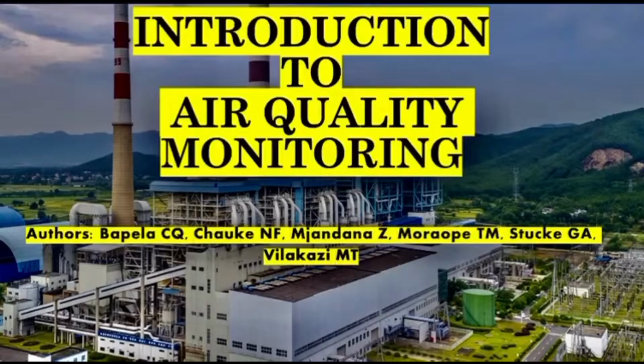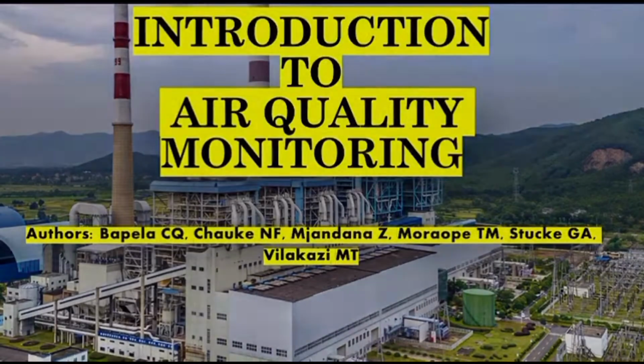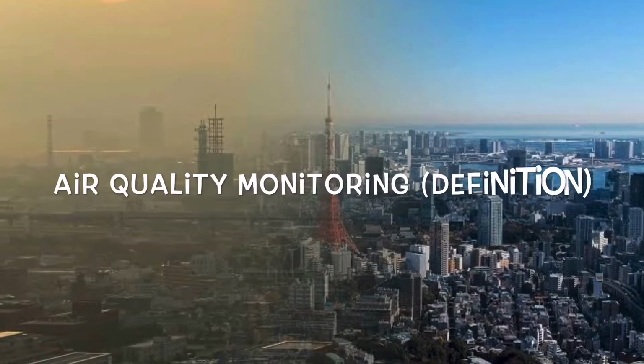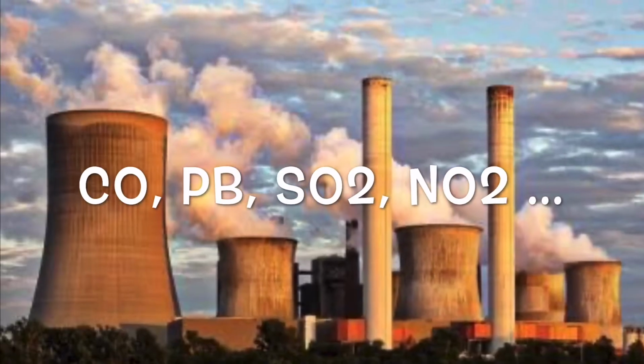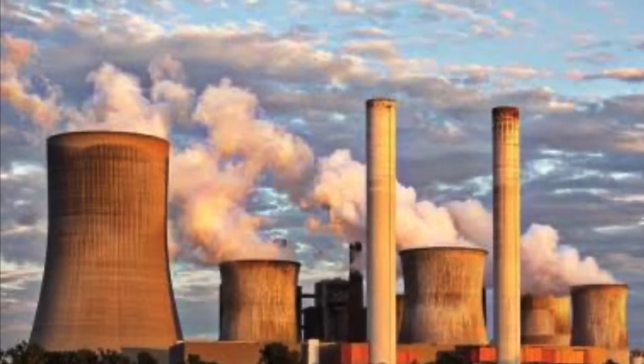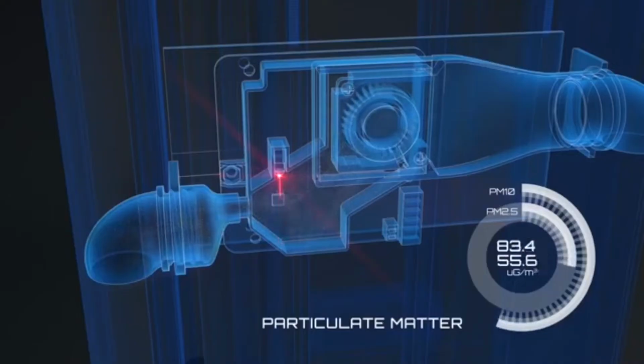Today I'll be doing an introduction to air quality monitoring. Air quality monitoring is an assessment of examining and recording the amounts of pollutants such as carbon monoxide, lead, sulfur dioxide, nitrogen dioxide, and particulate matter in order to determine the quality of air in a particular area on a regular basis.